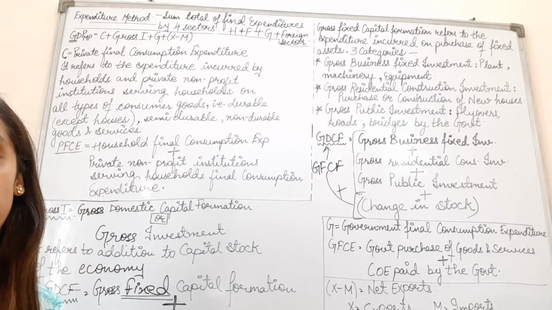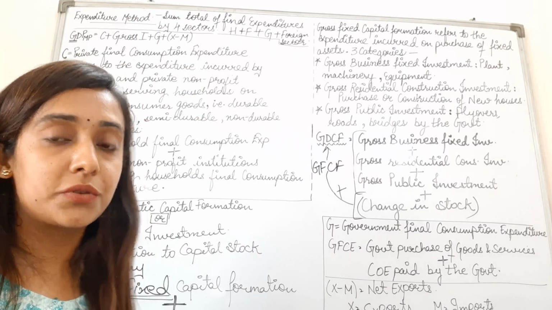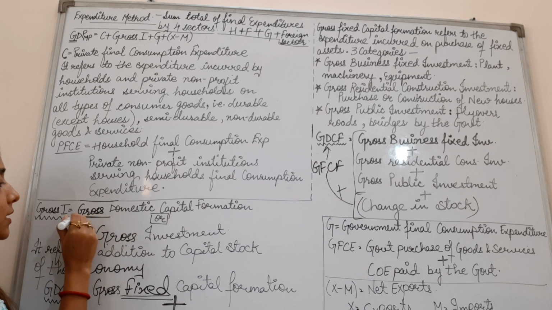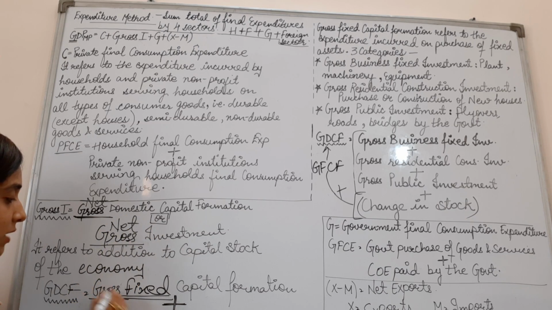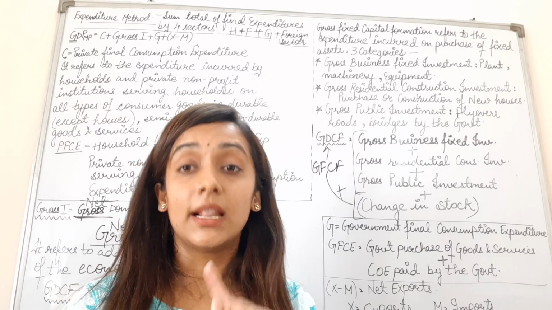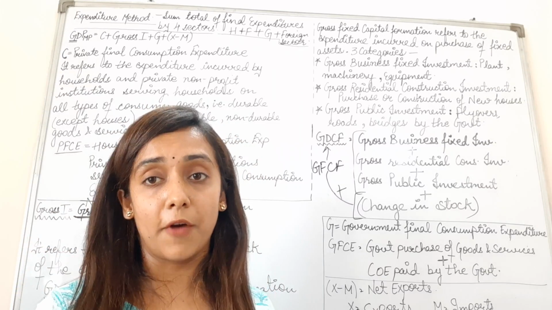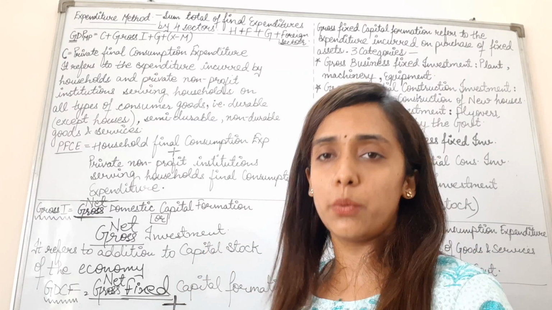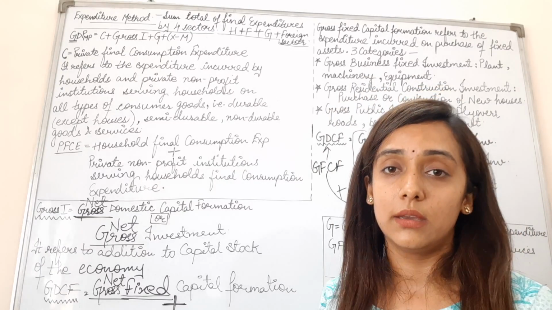The third component is G. First of all, one more thing I want to tell you, that if in the question, in place of gross, the word net is given, like net domestic capital formation, net fixed capital formation, same procedure will be there. That is net fixed capital formation plus change in stock to ho gayi.